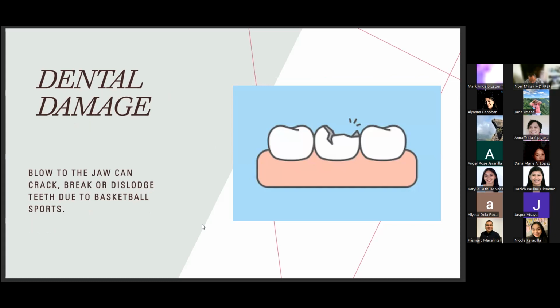Dental damage. A blow to the jaw can crack, break, or dislodge teeth due to basketball sports.